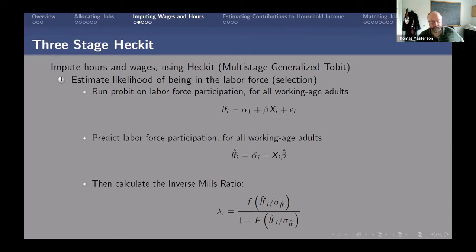So what we're doing is we're explaining the selection, and we're using that prediction of selection. We're going to take this and use it in the wage regression to correct for the sample selection bias. Now, you can do all this by hand, but there's a Stata command, Heckman, that will do it for you. And we'll show you how that works.